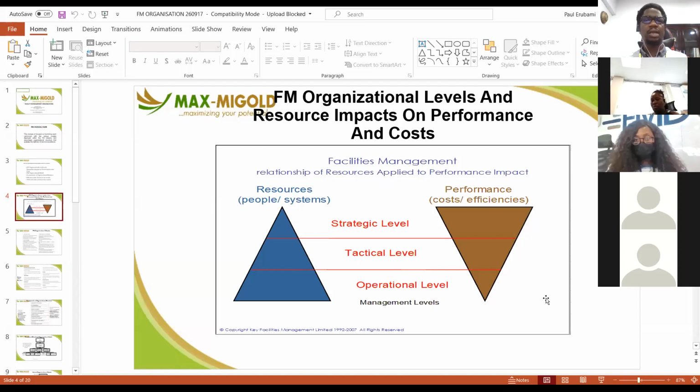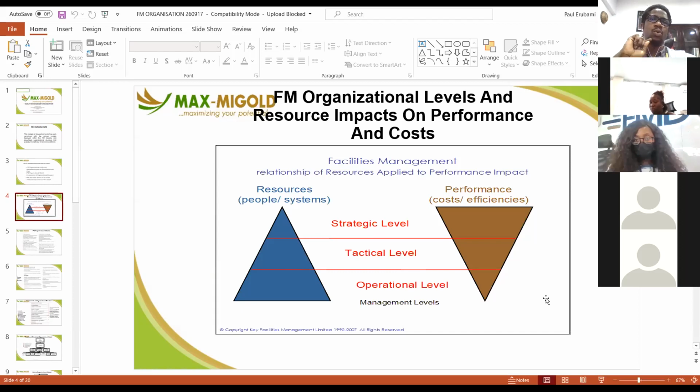So what it means is that, pay attention to these two inverted triangles. At the operational level, there are more people. So you could have one general manager managing a series of facility managers who are at their tactical level. And then you have the shop floor team, so it could be a resource pool like one at the top, five at the middle, and probably 100 or more at the bottom, right?